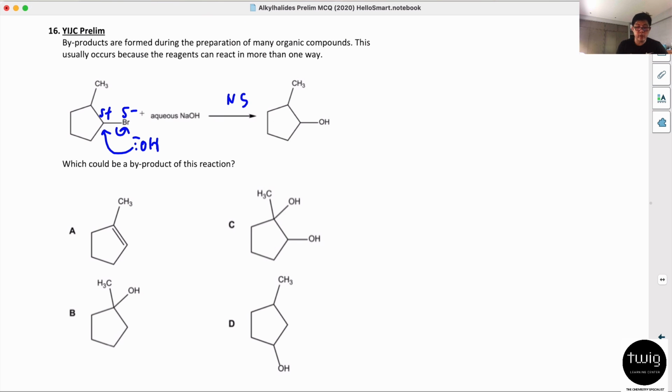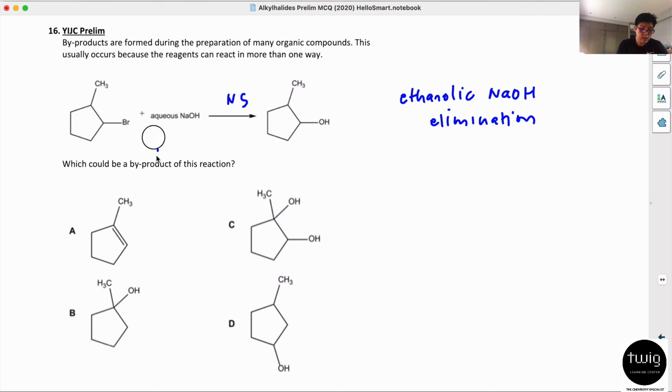Actually there's another reaction that involves sodium hydroxide, but technically it should be ethanolic NaOH. When you have ethanolic NaOH, you will end up getting an alkene. And the mechanism is elimination. So this is possible as a byproduct, even though they didn't say ethanolic. If I remove the Br and the H from here, you realize that you could possibly get an alkene. So this is the possible answer. They say what could be a byproduct, so this is definitely going to be a possible answer.